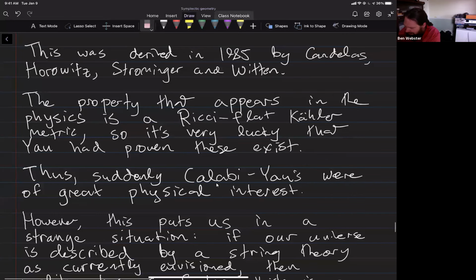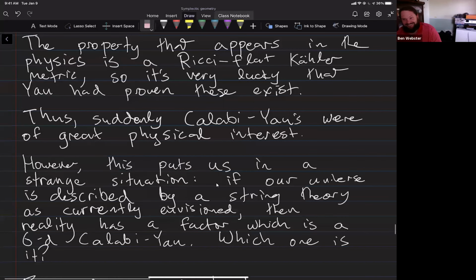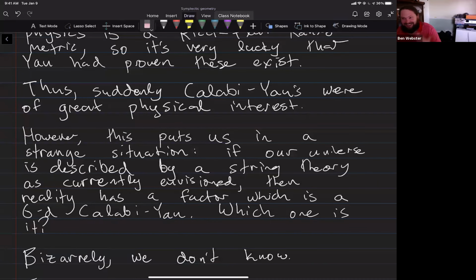But we ended up in this kind of strange world. They had basically shown that if string theory is really how the universe works, then reality has a factor which is a 6-dimensional Calabi-Yau. Which 6-dimensional Calabi-Yau? They didn't have an answer. They just said somehow things can only work out if it is a 6-dimensional Calabi-Yau, but there doesn't seem to be any particular one which looks better than any of the others.